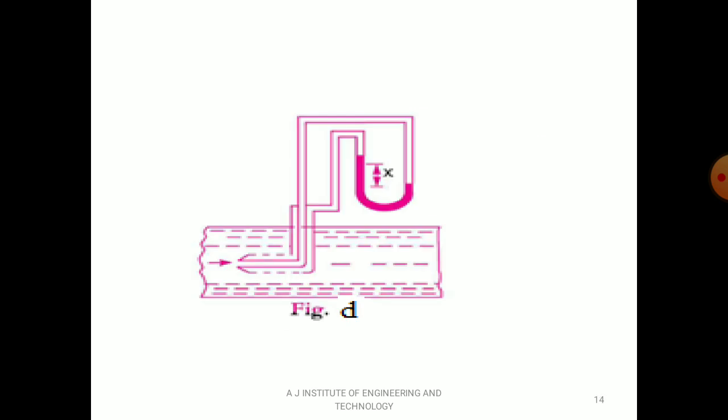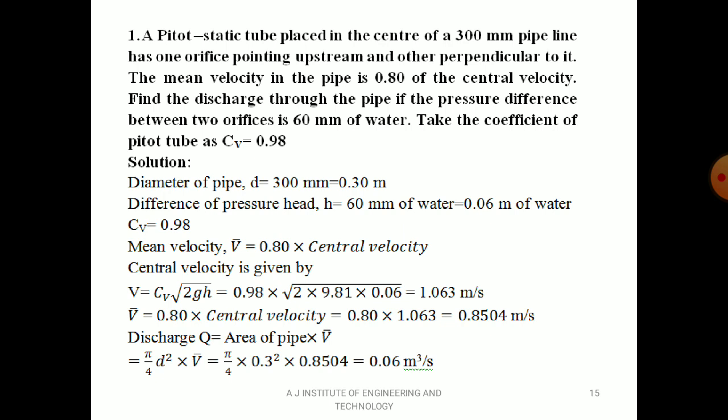So you can see the arrangement. The pitot tube consists of two concentric tubes with some annular space left in between, and those are connected to a U-tube manometer. The U-tube manometer measures the rise of liquid level, that is small x. By knowing small x, we can calculate small h. So let's go to the problems.